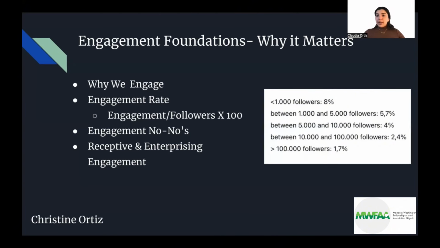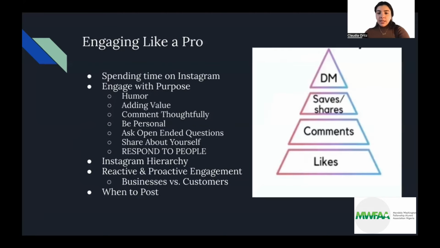We want to maintain our engagement rate up, and you can calculate it by dividing your engagement by the number of followers and multiplying it by 100. Something you can do to engage properly is spend time on Instagram and send DMs. You can engage with purpose. When you go onto someone else's account, you can provide humor, give them some type of value, give them tips and tricks, and comment thoughtfully, no just yes or no, or just likes. Be personal, ask open-ended questions, share about yourself, and definitely respond to anyone that is messaging you on Instagram.